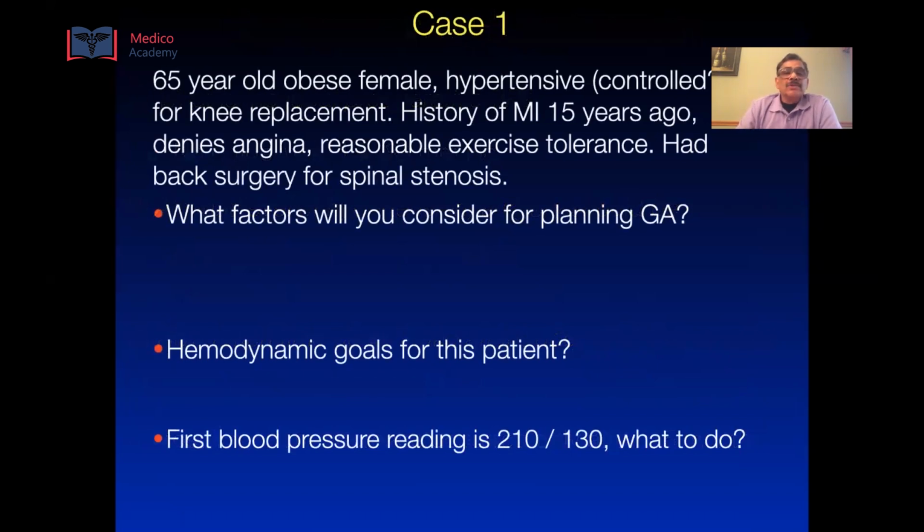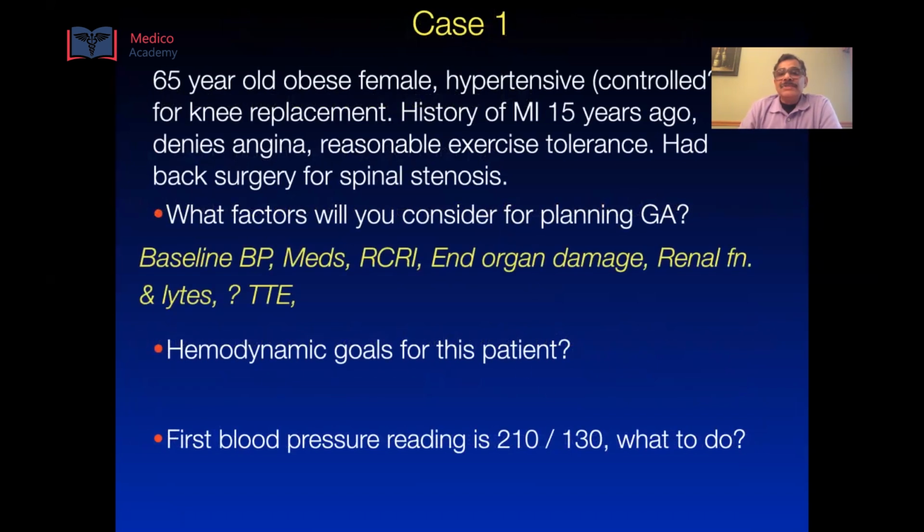So case 1: what factors will we consider for planning GA for this patient? Of course, what is the baseline blood pressure of this particular patient? That will guide us on how much blood pressure we should maintain intraoperatively. What medications is the patient taking? So we have to ask in detail during history and examination of this patient. What is the RCRI of this patient? If RCRI is high, then after surgery, we should send troponins 3 times to rule out any perioperative myocardial ischemia, which is very common in this kind of situation.